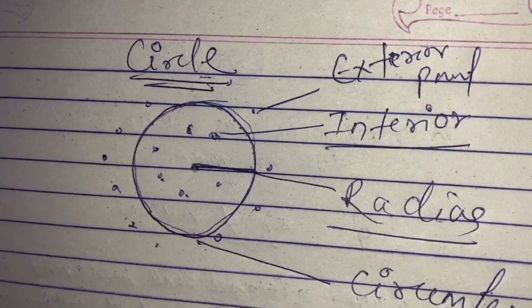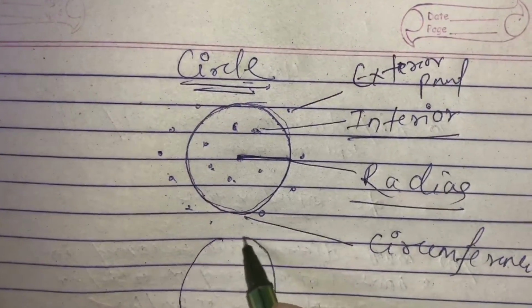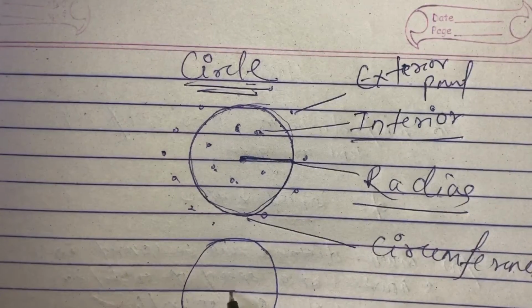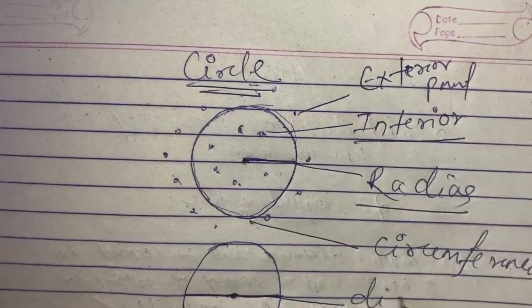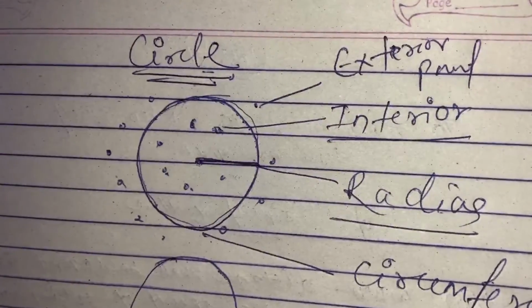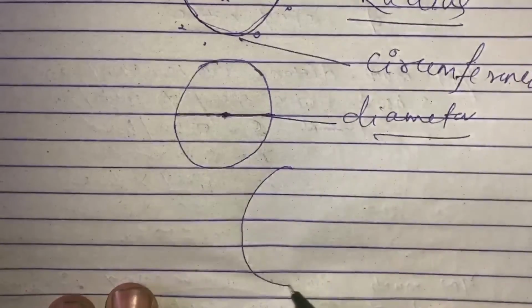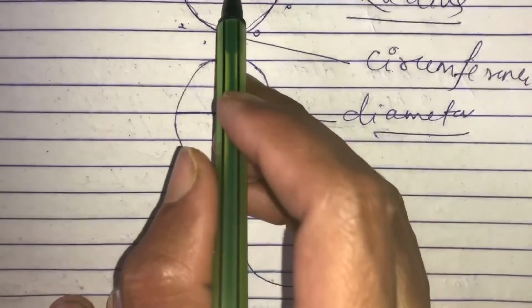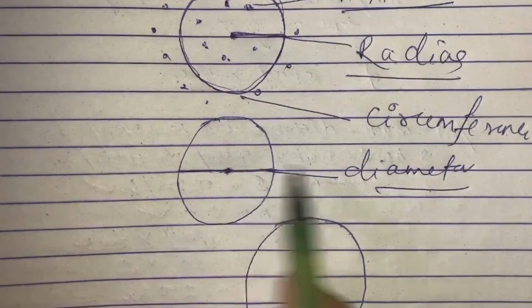And if I draw a complete line touching the midpoint, this way, a complete line by touching the midpoint, that is known as diameter. Clear? Diameter. This is the largest line. And if I draw another circle, this is the radius, the short one. The short line is known as radius. The big line is known as diameter.